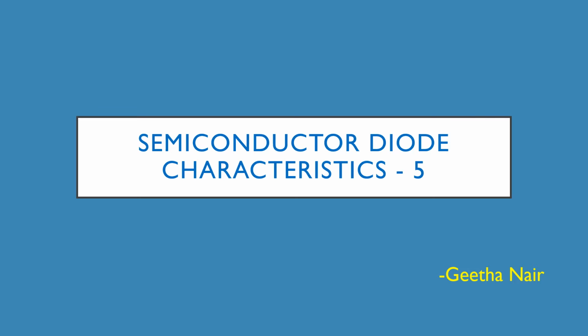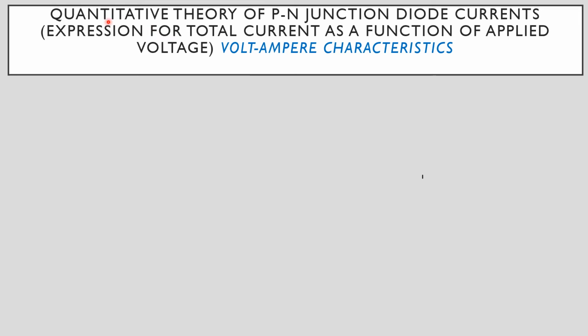We will see the fifth part of semiconductor diode characteristics. Here we will see the quantitative theory of PN junction diode currents. We will find the expression for total current as a function of applied voltage, that is the volt-ampere characteristics.